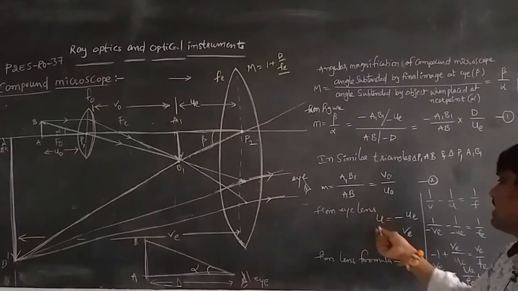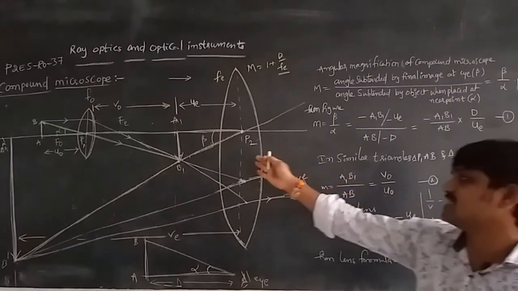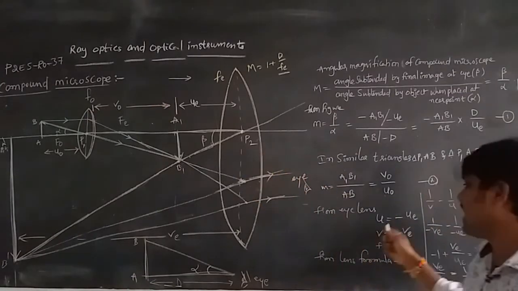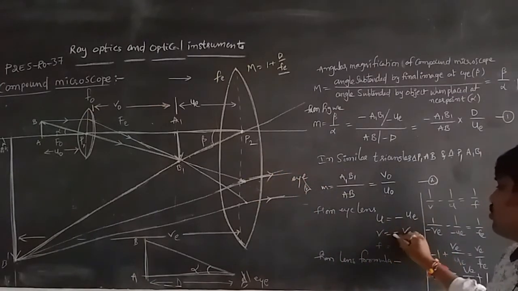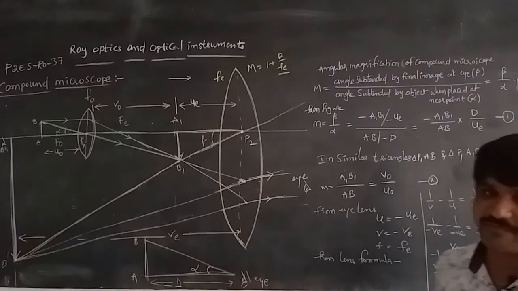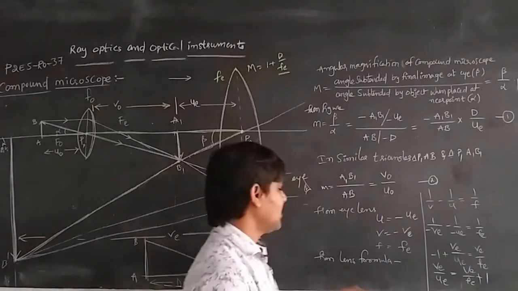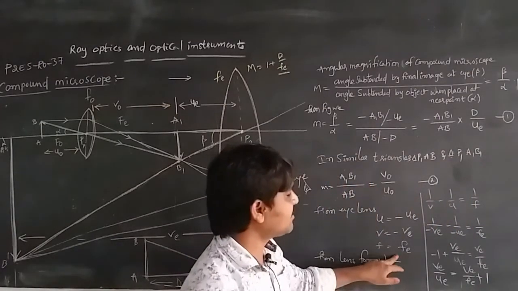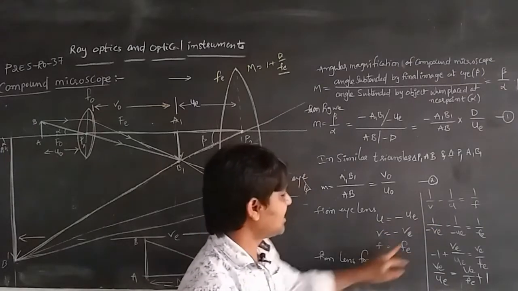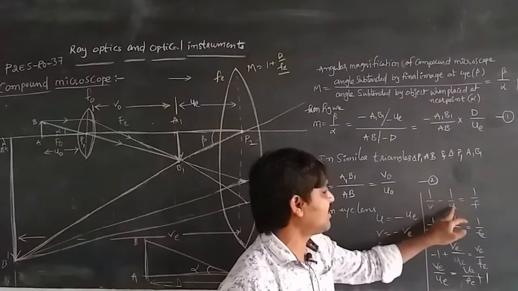So for the eye lens, U is equal to minus Ue, V is equal to minus Ve, and F is equal to Fe. So the focal length is also taken. Then from the lens formula, 1 by V minus 1 by U is equal to 1 by F.